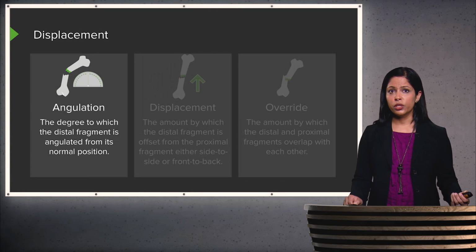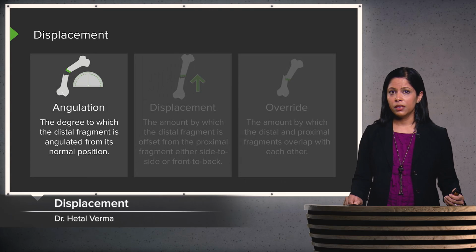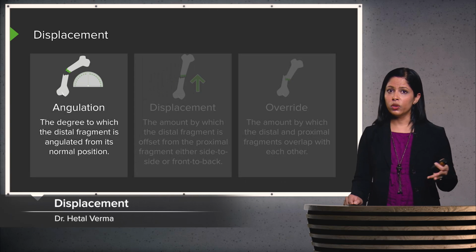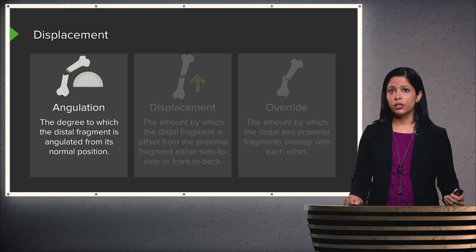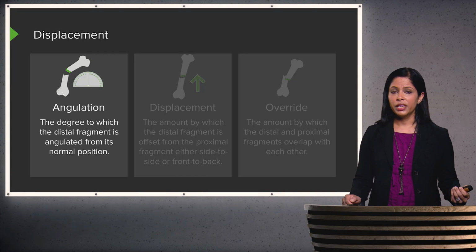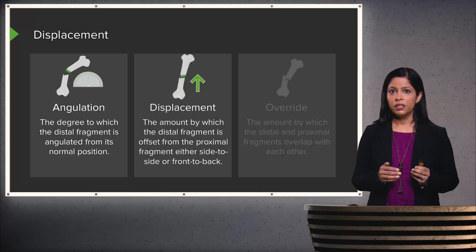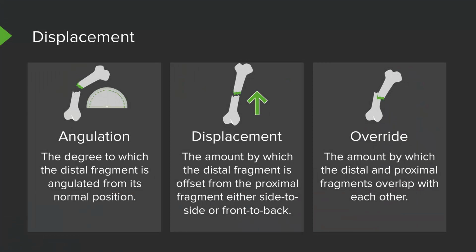So another way of describing fractures is using displacement. So we want to go over location, we also want to go over displacement. And the three ways to describe displacement are angulation, displacement, and override. So angulation is the degree to which the distal fragment is angulated from its normal position. Displacement is the amount by which the distal fragment is offset from the proximal fragment, either side to side or front to back. And override is the amount by which the distal and proximal fragments overlap with each other.